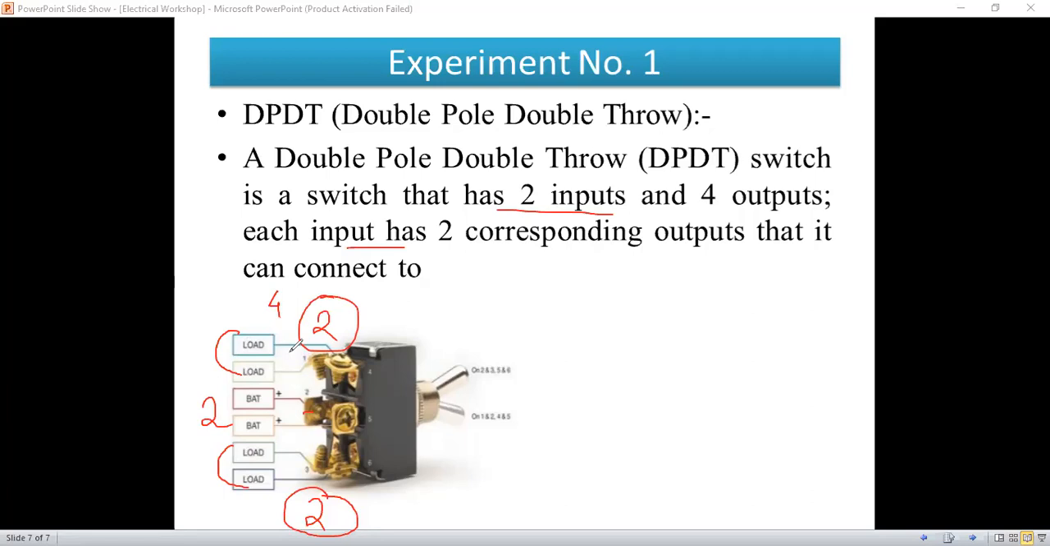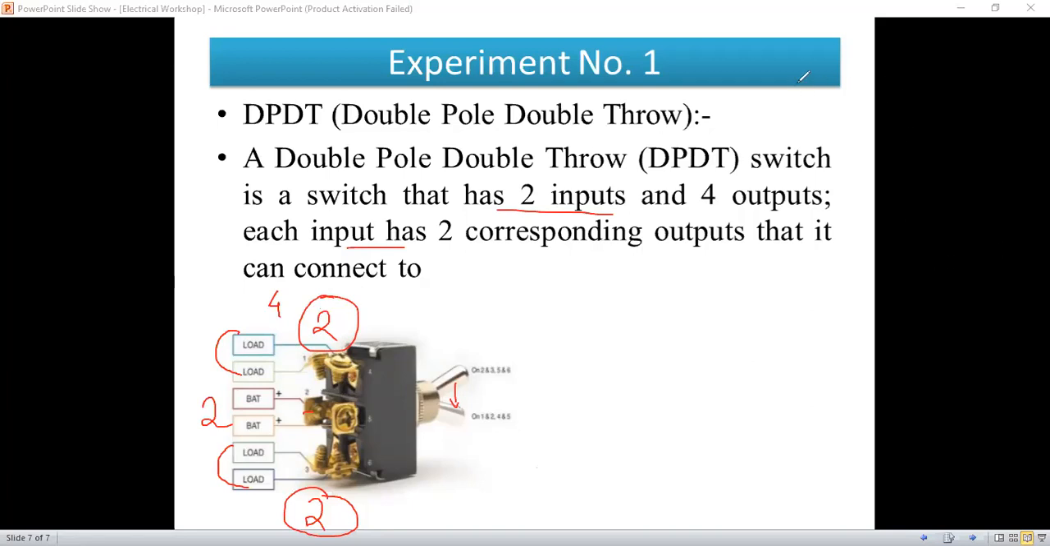So in these types of switch, when we throw the switch once, at that situation 2 poles are connected automatically, 2 poles connected at a time. In case of DPDT switch, the 2 poles can be connected at once. When we throw once, 2 output poles can be connected, and when we connect it to the other side, the other 2 poles will be connected. So this is nothing but a DPDT switch.